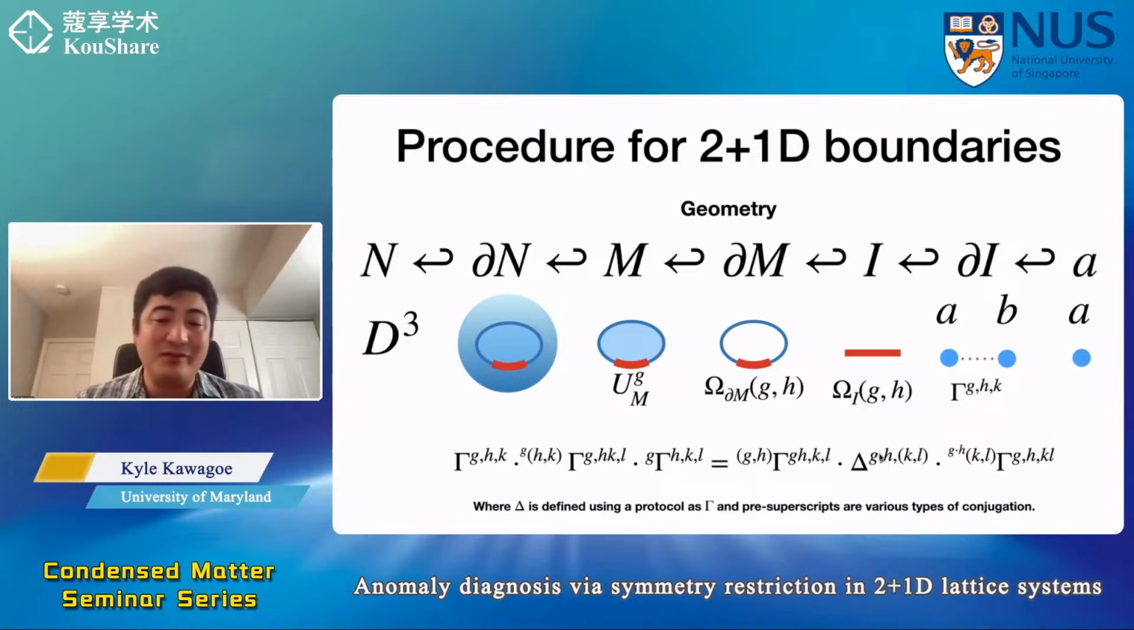So I haven't defined delta for you. It's defined in a very similar way as gamma, but I don't want to get into the details just to simplify matters. And there's a bunch of superscripts now, and these pre-superscripts are just conjugating by various elements like UGM or omega I in different places. So I don't want to get into that either.